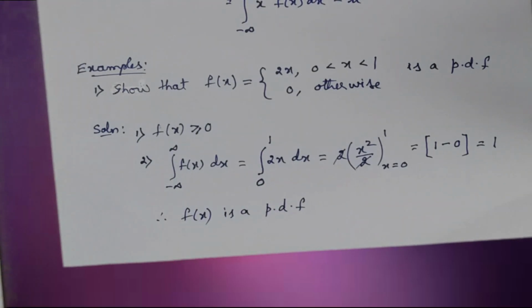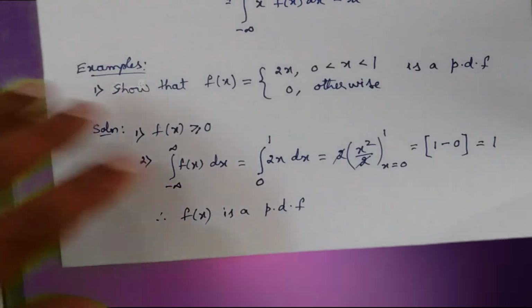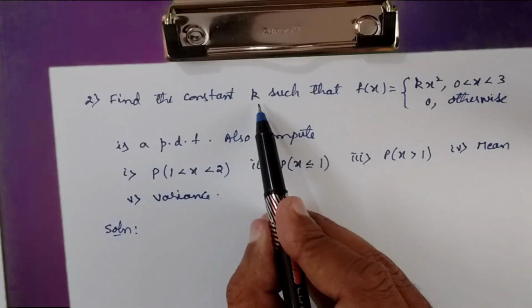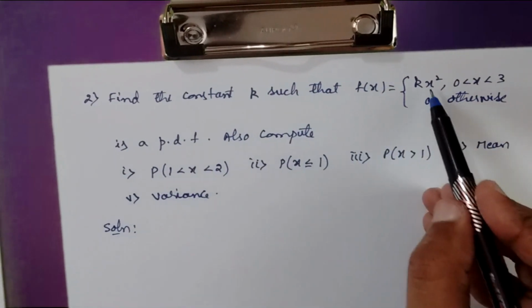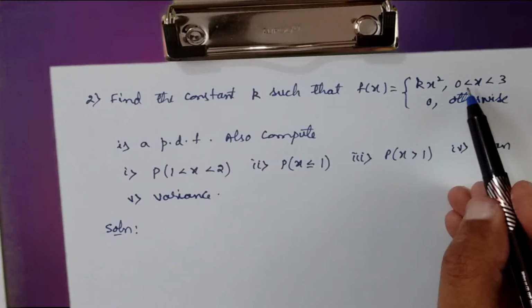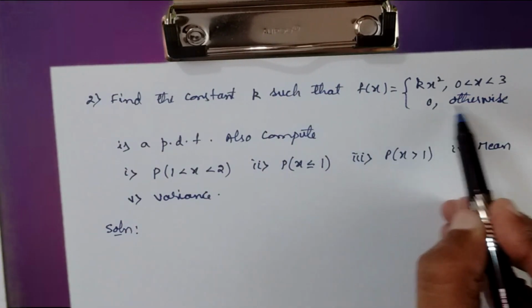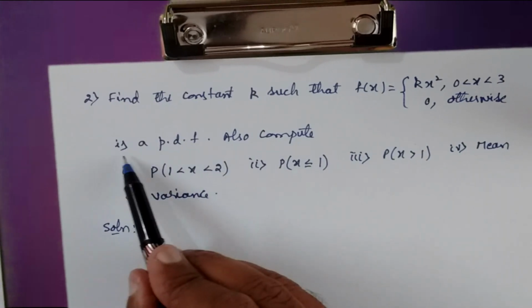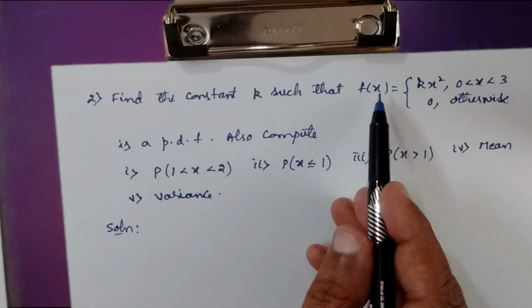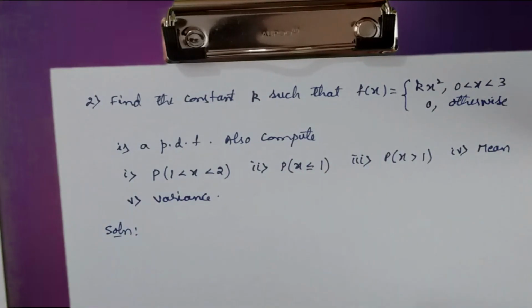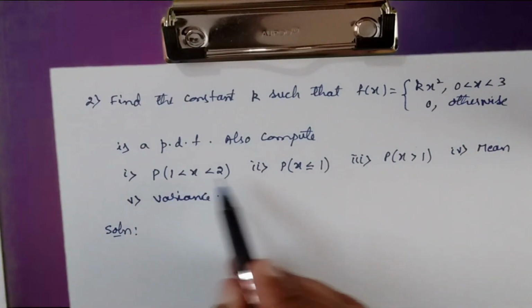Now let us move on to the next question. The question is, find the constant k such that f of x is equal to kx square when the value of x lies between 0 and 3, and the value of f of x will be 0 otherwise. So it is a PDF. That means we have to show that this f of x is a PDF. For that, two conditions have to be satisfied, and then we need to also compute these values.